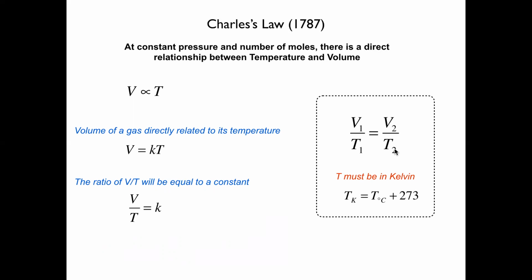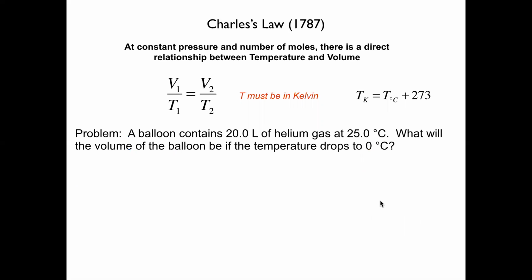Now, the thing to watch out for and be very careful about is the temperatures in this equation must be in Kelvin. So a lot of times we're given degrees Celsius, so we have to convert to Kelvin by adding 273 to the Celsius temperature. So let's look at an example. A balloon contains 20 liters of helium at 25 degrees Celsius. What will the volume of the balloon be if the temperature drops to 0 degrees Celsius?